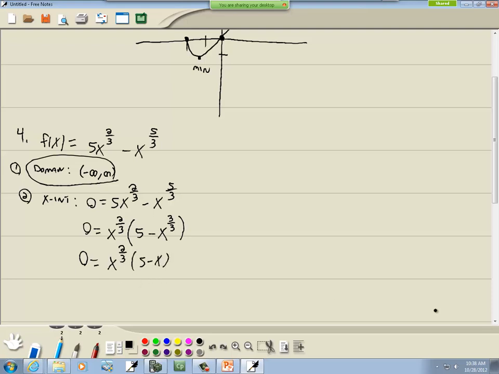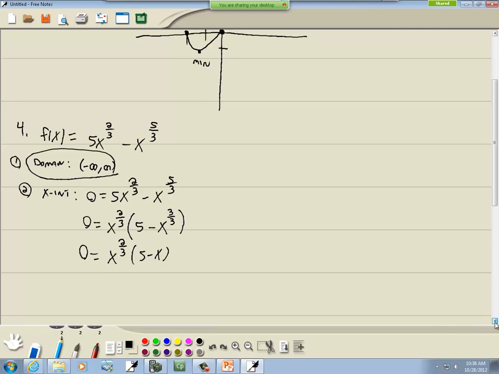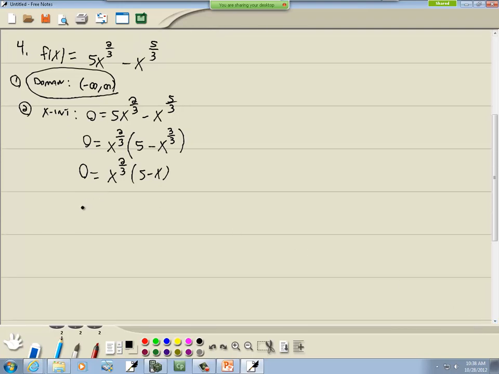Now I can set each one of those equal to 0. I'll set the x to the 2/3 equal to 0, which gives us x equals 0 for an x-intercept. And for this one, 5 minus x equals 0, or x is equal to 5. Let me write those down, because I think this is another one that's going to go off. So x equals 0, and x is equal to 5.